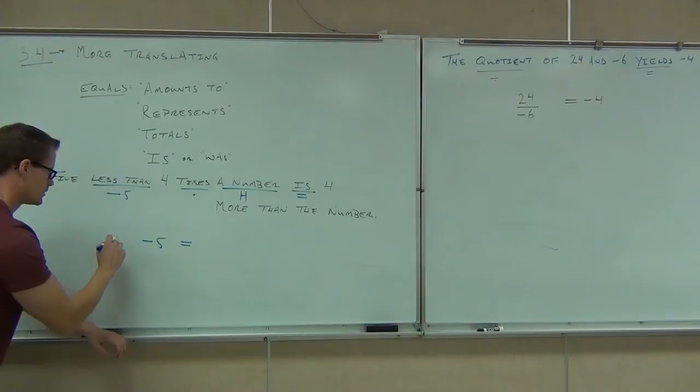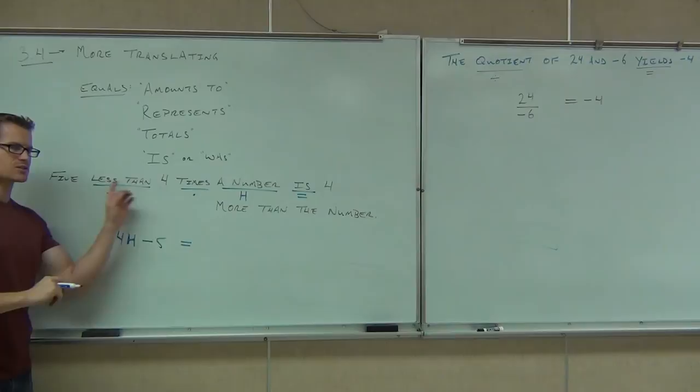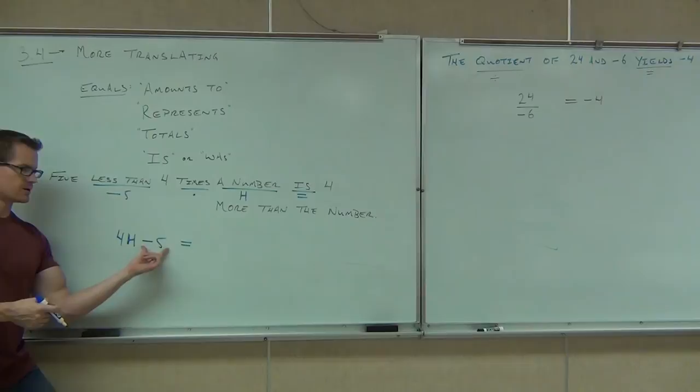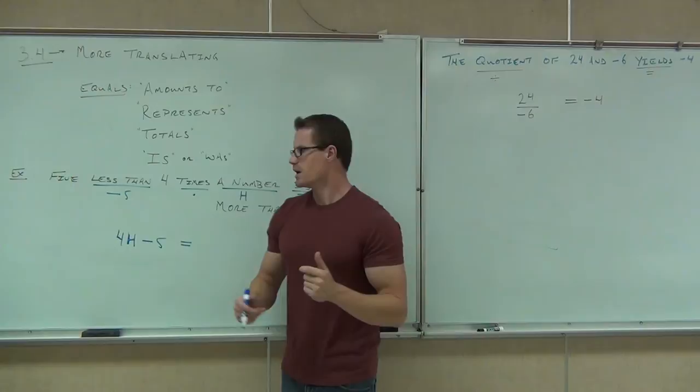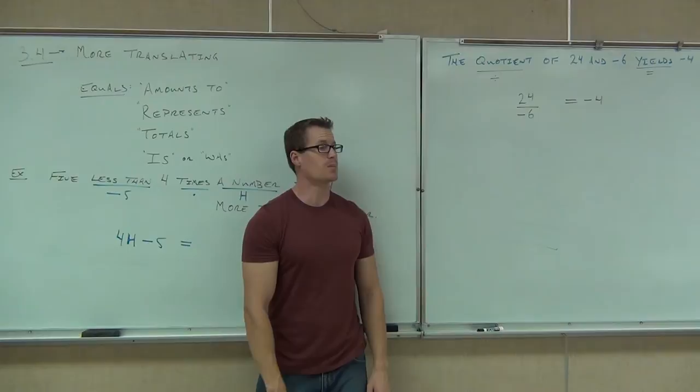Now, we should be able to read this first part and have it make sense. 5 less than 4 times a number. Here's 5 less than 4 times a number. Nudge your head if you're following me on that. Okay. If you reverse these, is it going to be the same? No. If we do 5 minus 4H, you're going to get a completely different answer. You're way, way off. So writing these appropriately is pretty important.